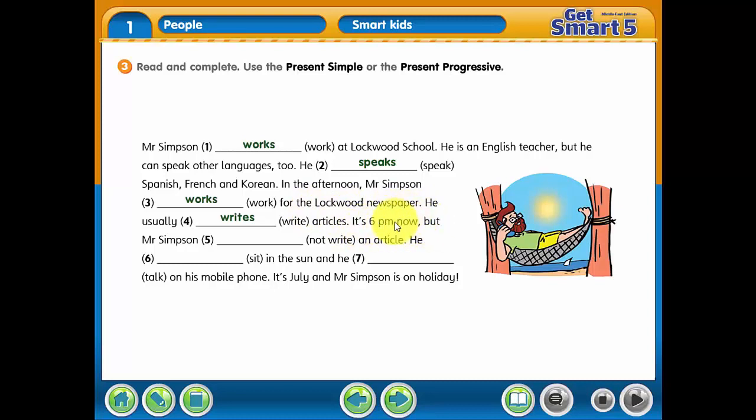It's 6 p.m. now. Look at the word now. But Mr. Simpson not writing. As soon as the word now appears, the verb is continuous: is writing. But I make it in the negative form. It becomes is not. Mr. Simpson is not writing an article.